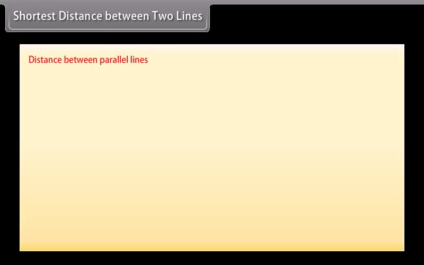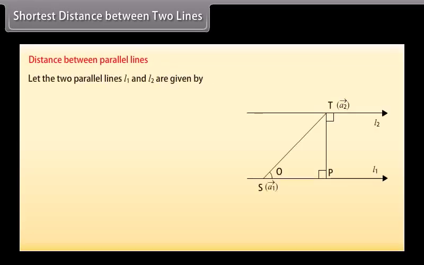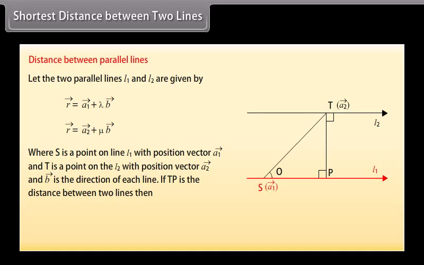Shortest distance between two lines. Distance between parallel lines. Let the two parallel lines L1 and L2 be given by vector r = vector a1 + λ vector b, vector r = vector a2 + μ vector b, where S is a point on line L1 with position vector a1, and T is a point on L2 with position vector a2, and vector b is the direction of each line. If TP is the distance between the two lines, then TP equals modulus of cross product of vector b and the difference of vector a2 and vector a1, divided by modulus of vector b.